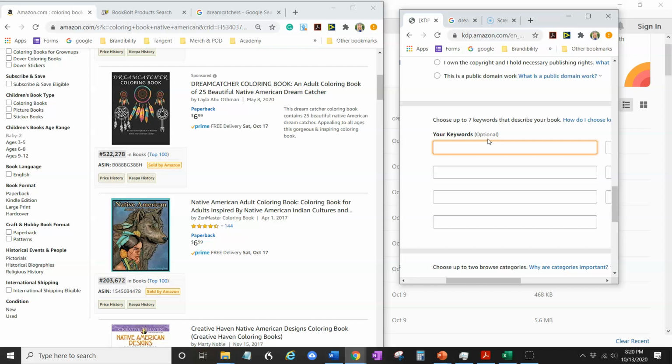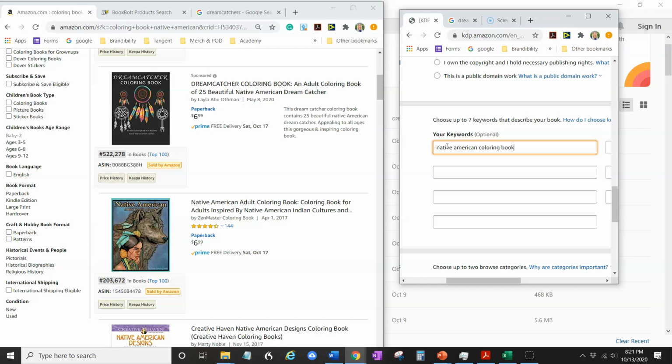Occasionally I will, because I'm trying to do a long tail keyword. If I was trying to attract the Native American audience, I might type Native American coloring book in here, even though I've already typed coloring book in my title. I still might put Native American coloring book. Okay, see, you don't want to see me type.